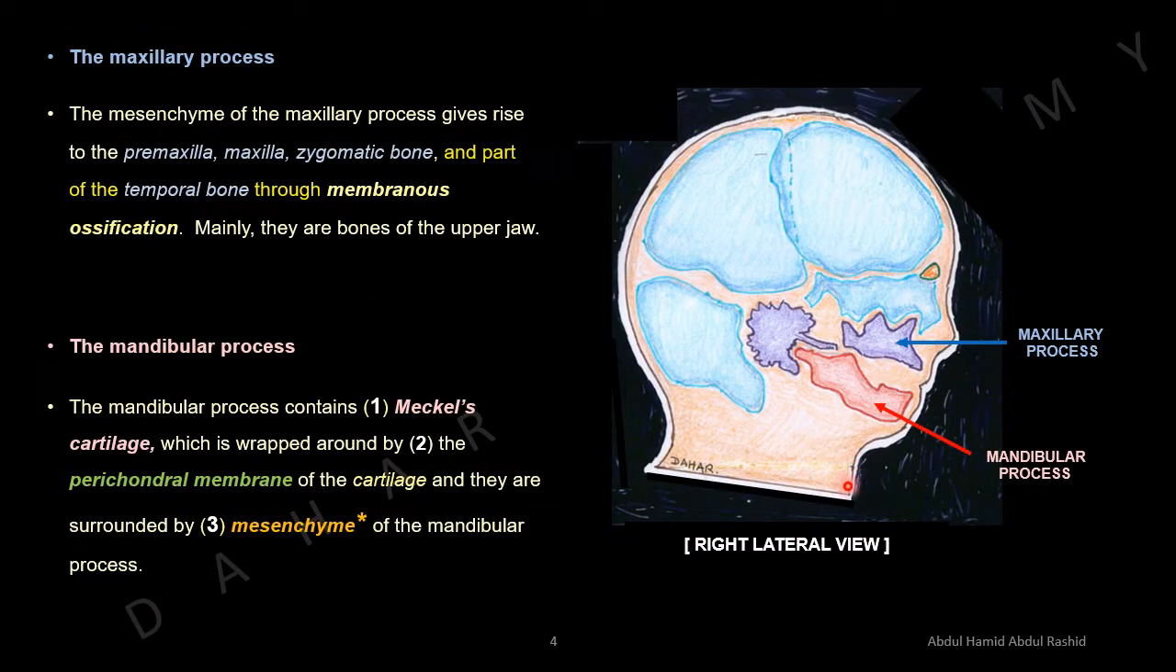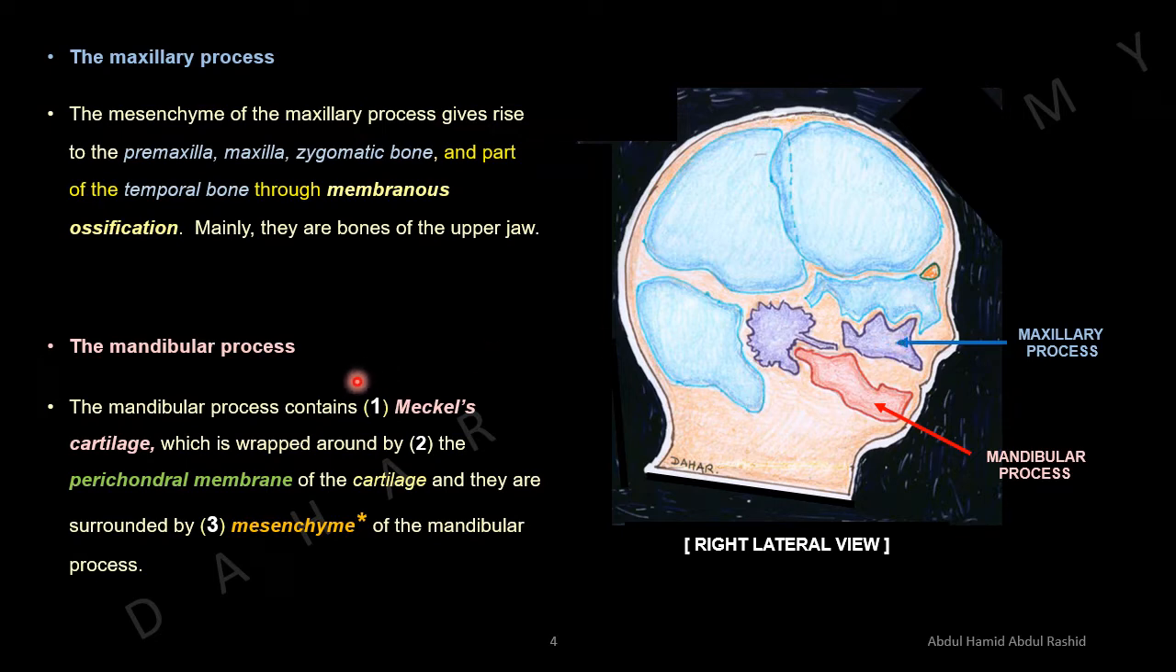This is the right lateral view of the embryo. This is maxillary process and this is mandibular process. The mesenchyme of the maxillary process gives rise to premaxilla, maxilla, zygomatic bone and part of the temporal bone through membranous ossification. Premaxilla, maxilla, zygomatic bone and part of the temporal bone are formed through membranous ossification. All are bones of the upper jaw.